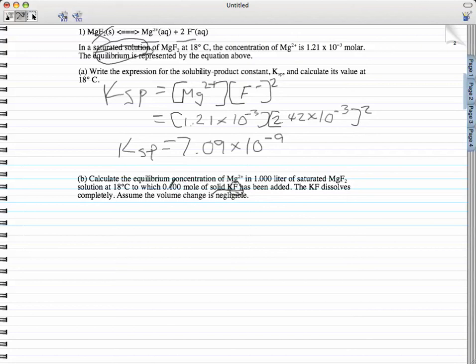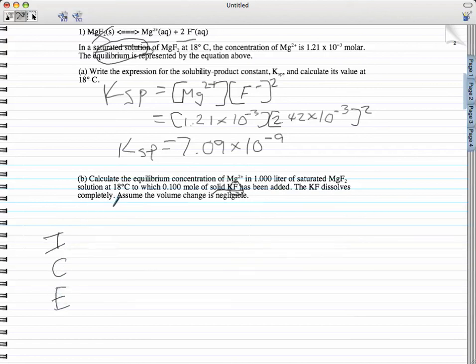And so even though we're adding the 0.1 mole of the fluoride ion to a saturated solution, it really helps if you think about it the other way around, where if we had this initially and added a bunch of magnesium fluoride, what it would end up as. And so here's another good chance for ICE.